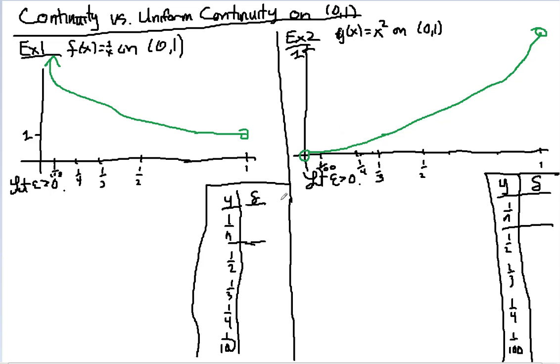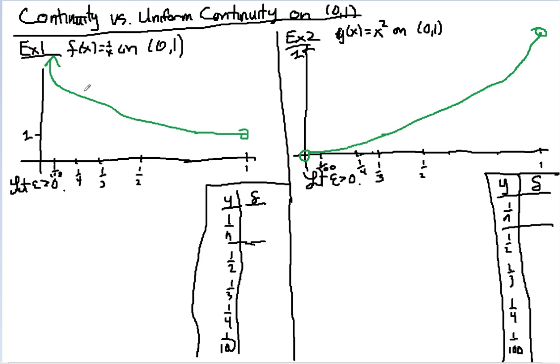And I'm going to test the continuity at some nice points: 1 over 2, 1 over 3, 1 over 4, 1 over 100, and 1 over n. So basically anything that looks like that. And I'll test the continuity on both of them. I'm going to fix epsilon bigger than 0, and I'm going to see what the delta has to be. So for each of these 1 over n's, I'm going to figure out what the delta is.